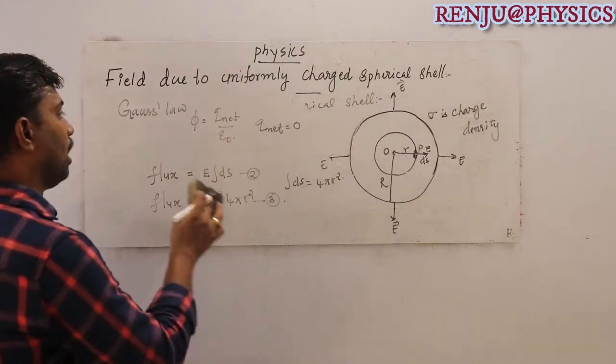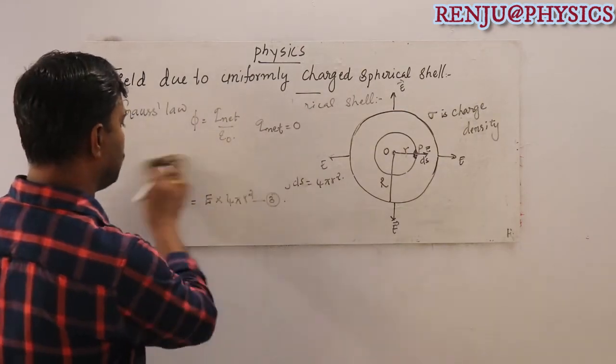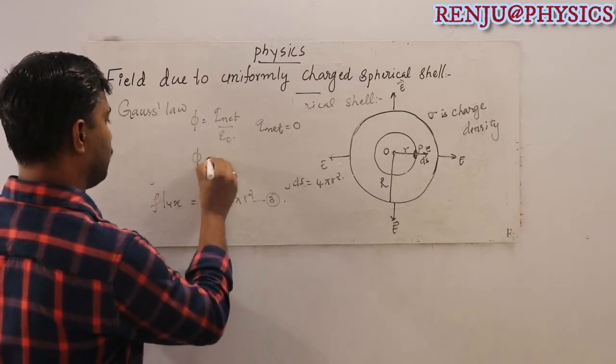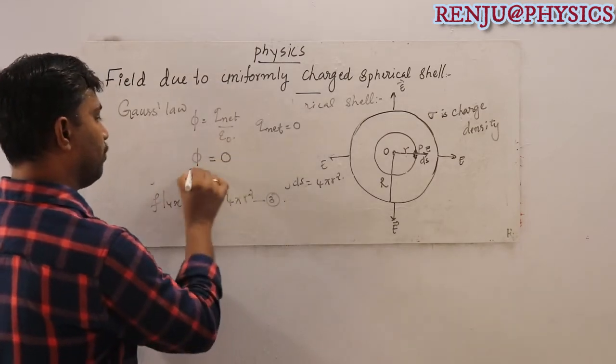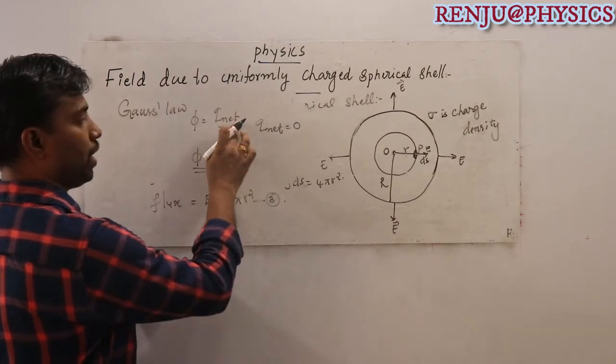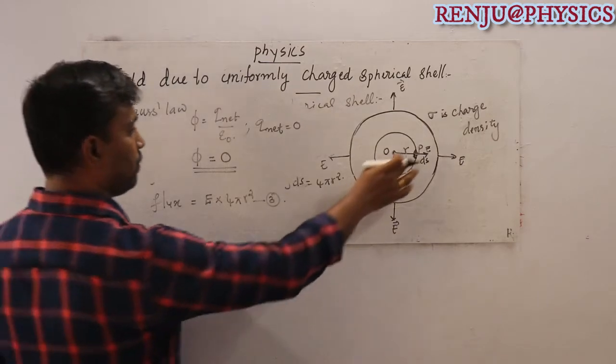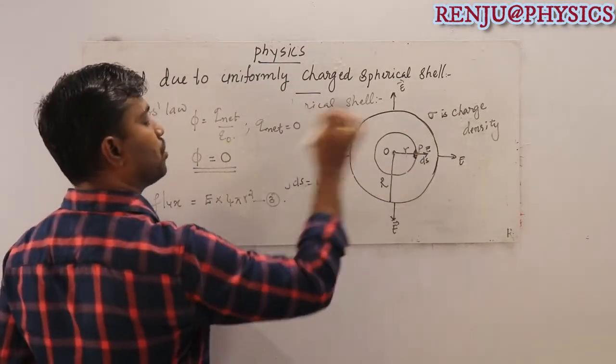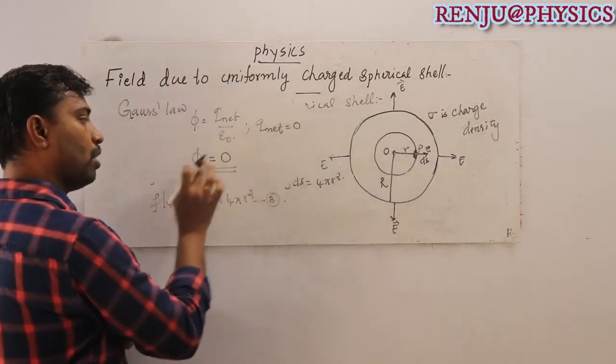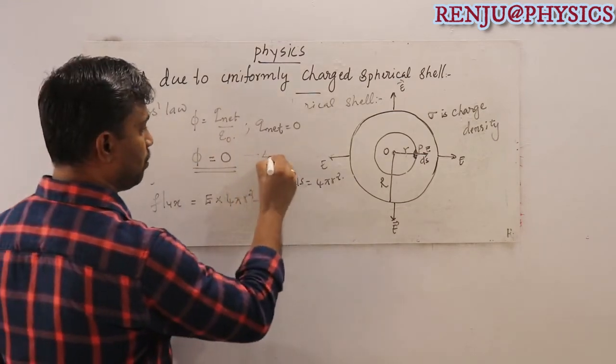So we can write, according to Gauss's law, the flux phi is equal to 0. Why is phi equal to 0? The net flux through the Gaussian surface is 0, because the Gaussian surface does not enclose any charge, so Q net is equal to 0. The flux will be 0. That is equation number 4.